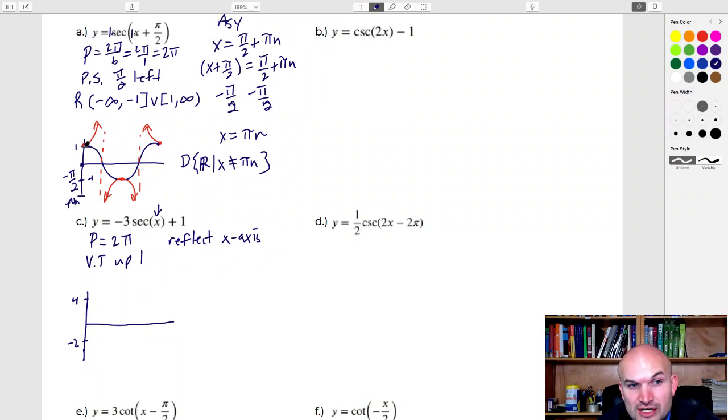So instead of it starting up top, going down, if I was to reflect this graph, just do a quick little rough sketch that I'll delete, the graph would look like that, right? So that's the shape of our graph here, and it's going to look something like that. And then again, my period does not change, so that's just going to remain at 2 pi. So my graph will look something like that.